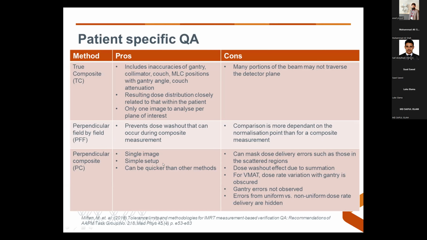Perpendicular composite technique is a single image, simple setup, and can be quicker than other methods, but it can mask a lot of dose delivery errors. You get a dose washout effect due to summation. It can obscure dose rate variation with gantry and VMAT. It can't detect gantry errors, and errors from uniform versus non-uniform dose rate deliveries are hidden. TG218 recommends not performing this type of method, so not performing perpendicular composite methods for IMRT QA.